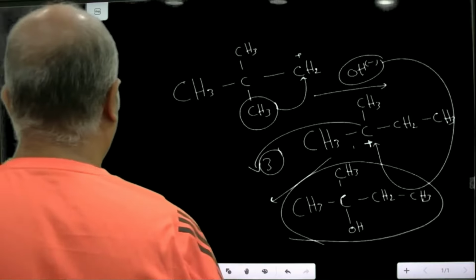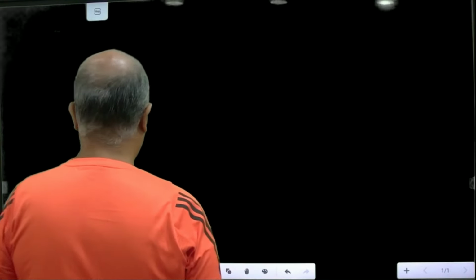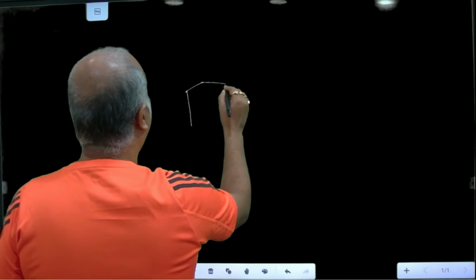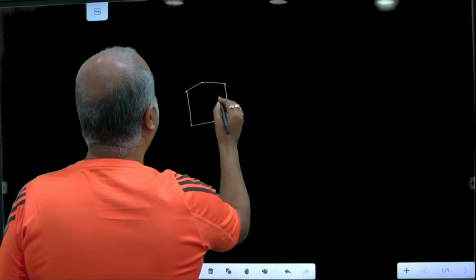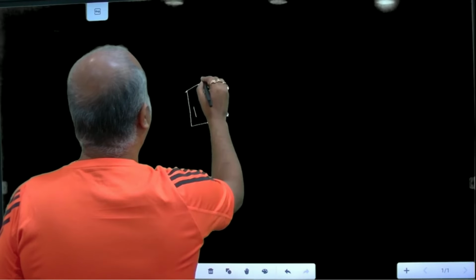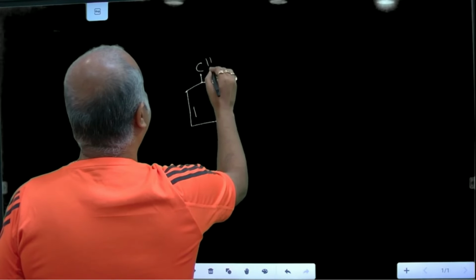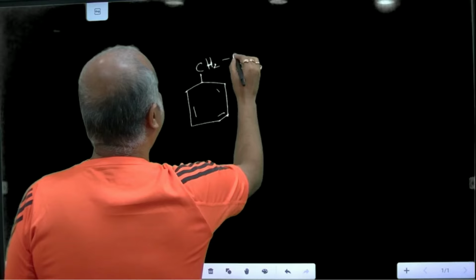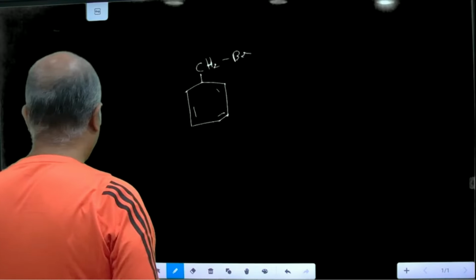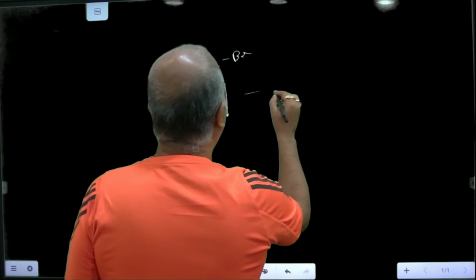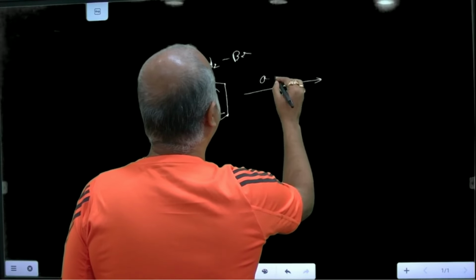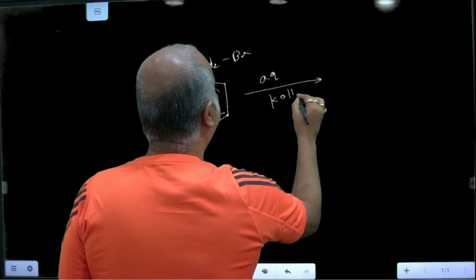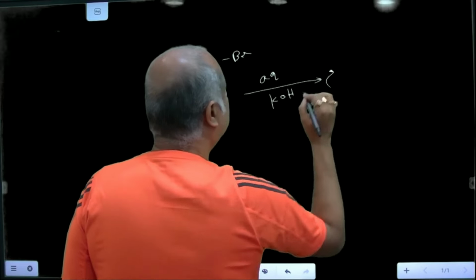Next one, I will take benzyl bromide. Benzyl bromide reacts with aqueous KOH. Identify the product.